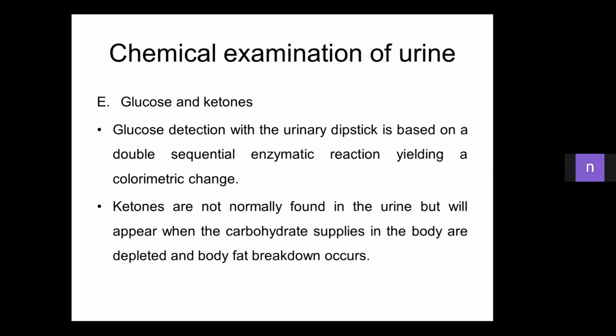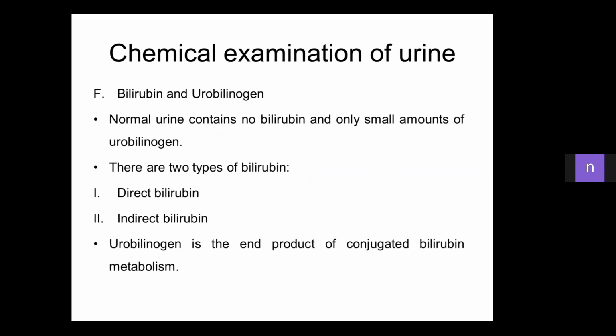Next, for glucose and ketones, glucose detection with the urinary dipstick is based on a double sequential enzymatic reaction. Ketones are not normally found in the urine but will appear when the carbohydrate supplies in the body are depleted and body fat breakdown occurs. Next, bilirubin and urobilinogen. Normally, urine contains no bilirubin and only small amounts of urobilinogen. We have two types of bilirubin, direct and indirect. And lastly, urobilinogen is the end product of conjugated bilirubin metabolism.